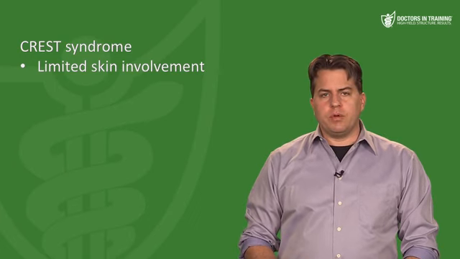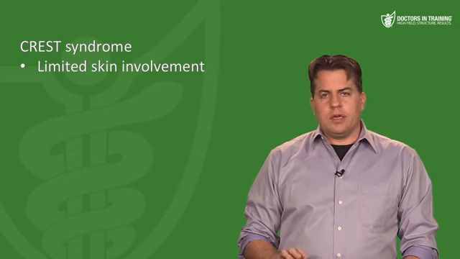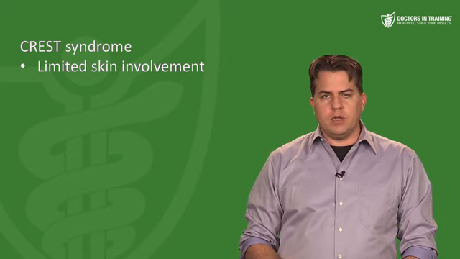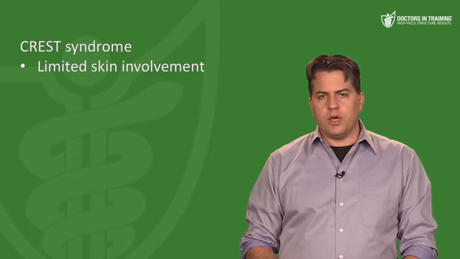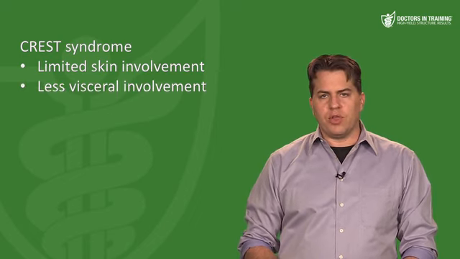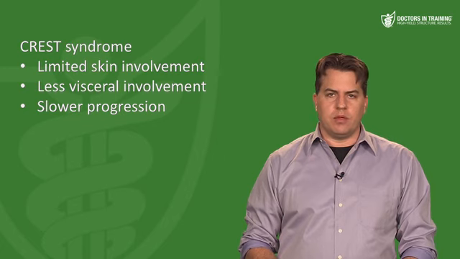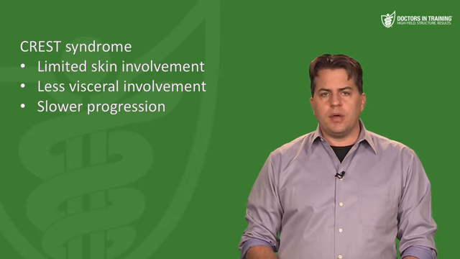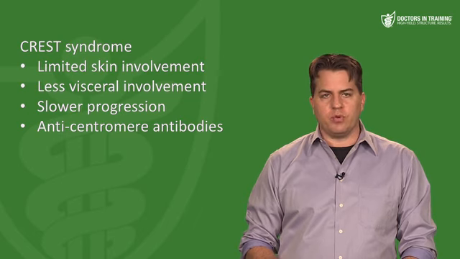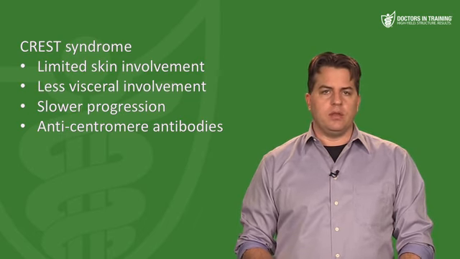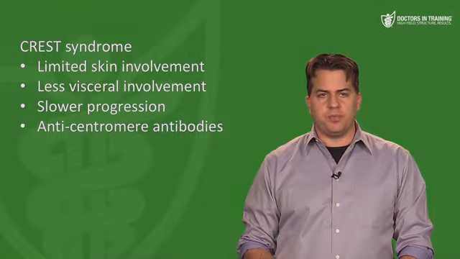With CREST syndrome, there is limited skin involvement. It can affect the fingers and face in terms of skin involvement, but you also have these other problems we just mentioned. The CREST form is generally more benign, there's less visceral involvement, and it progresses less rapidly. And CREST syndrome is associated with anti-centromere antibodies. So remember C for centromere and C for CREST scleroderma.